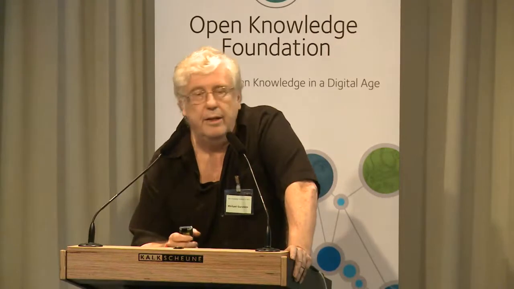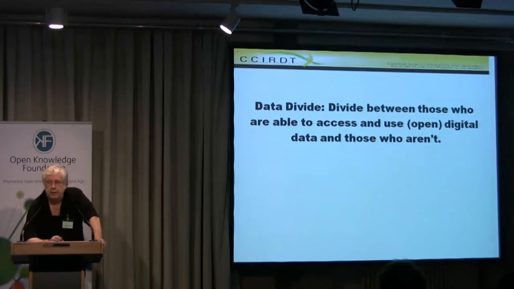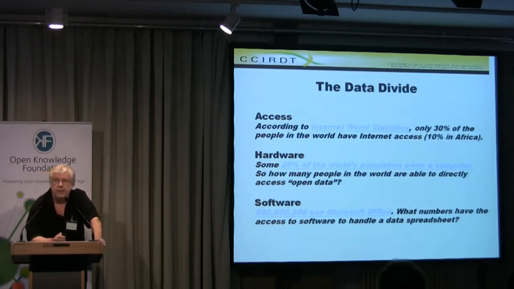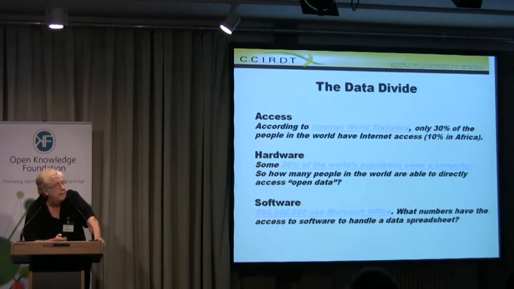Is there a data divide? What is a data divide? It's the divide between those who are able to access and use open digital data and those who aren't. The data divide, access. According to the Internet World Statistics, only 30% of the people in the world have internet access, 10% in Africa. Some 20% of the world's population owns a computer. So how many people in the world are able to directly access open data?